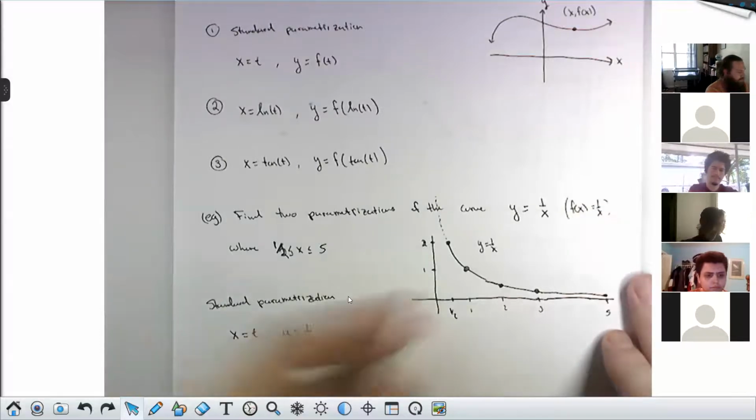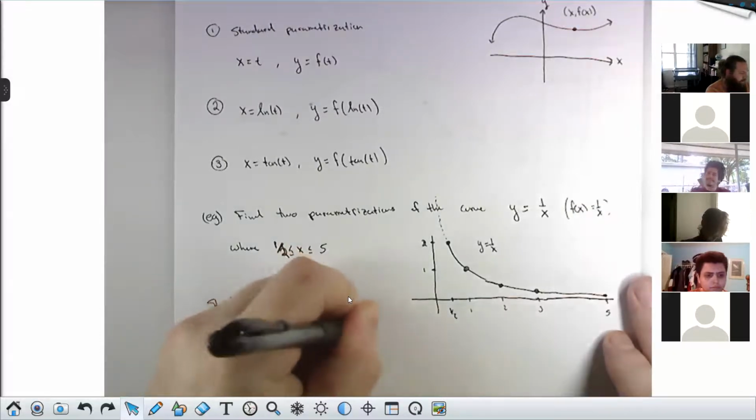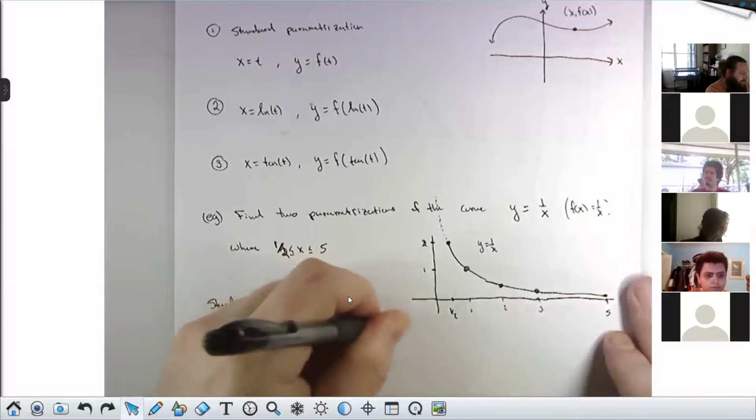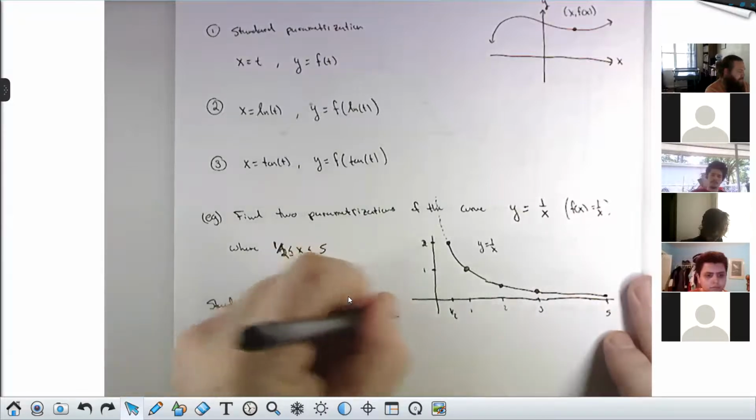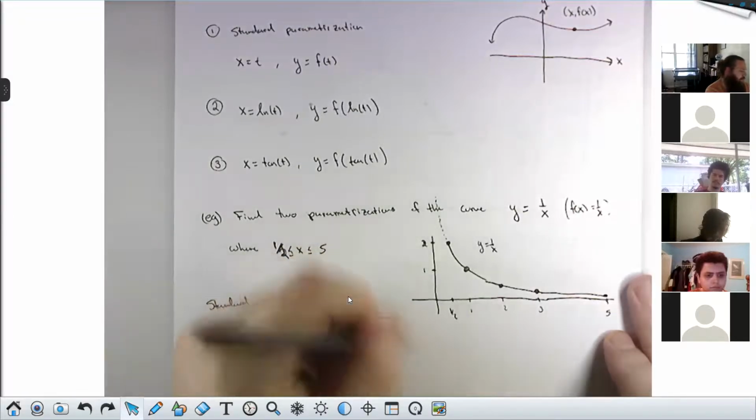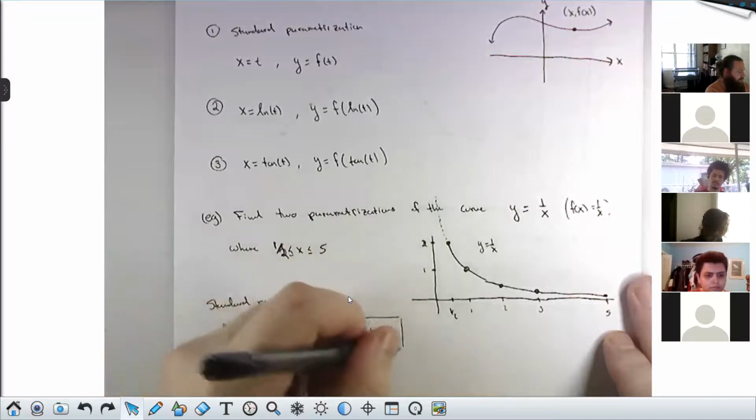And here the t values would be 1/2 is less than or equal to t is less than or equal to 5, because I want my x's to run from 1/2 to 5, and x is equal to t. So this would be one answer. Here is one parametrization of that curve.